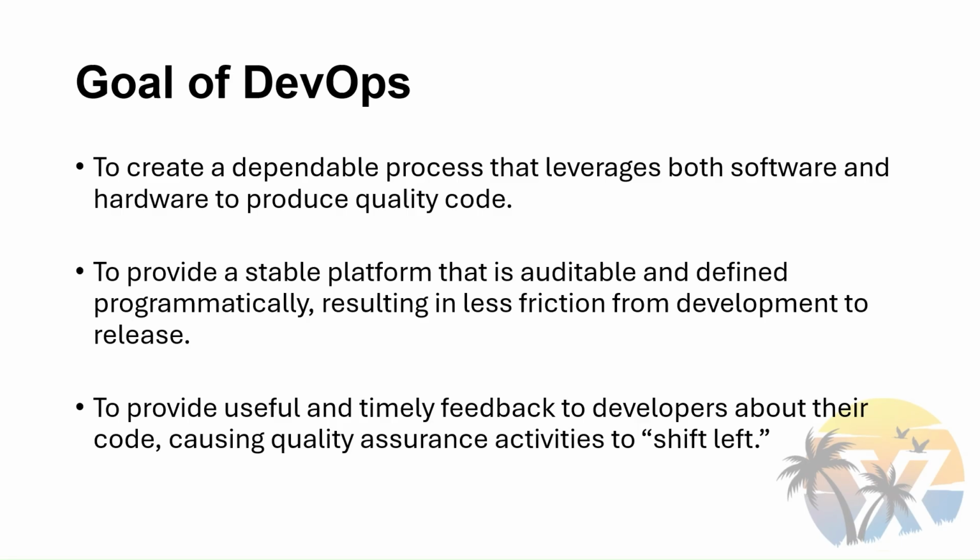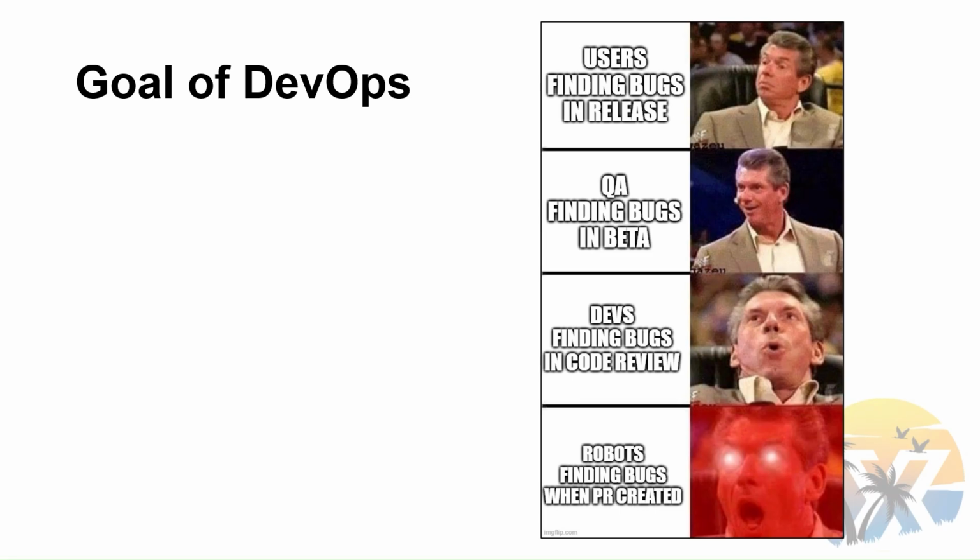And the goal is also to provide useful and timely feedback to developers about their code, causing quality assurance activities to shift left. Another way to say this is through memes. So, you have users finding bugs in release, which is, okay, not really that good. Then you have QA finding bugs in beta. Okay, then you have devs finding bugs in code review. Then you have robots finding bugs when the pull request is created.